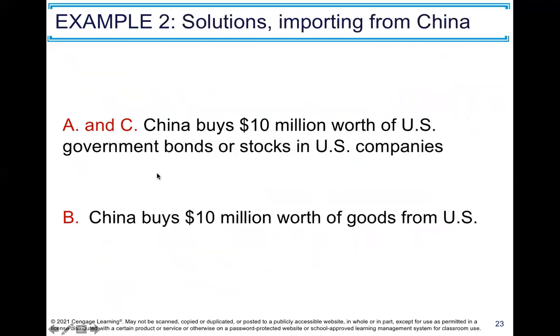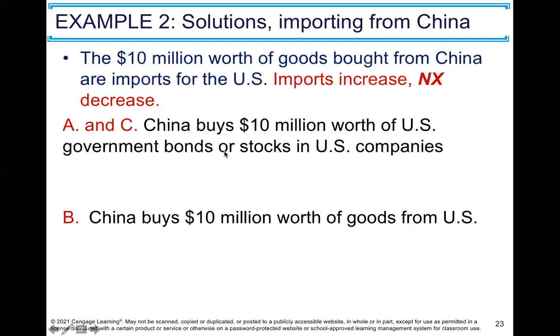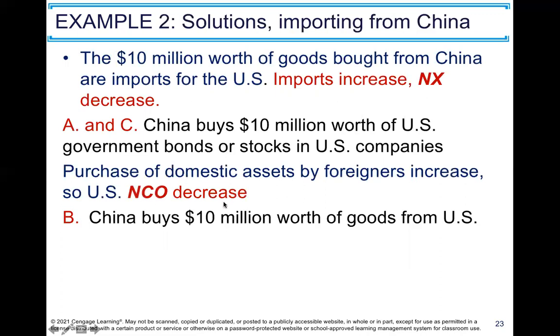Okay, well, first of all, if China buys $10 million worth of government bonds, we know that net capital outflows will decrease immediately, because you can say that here, China just bought some bonds from US companies.